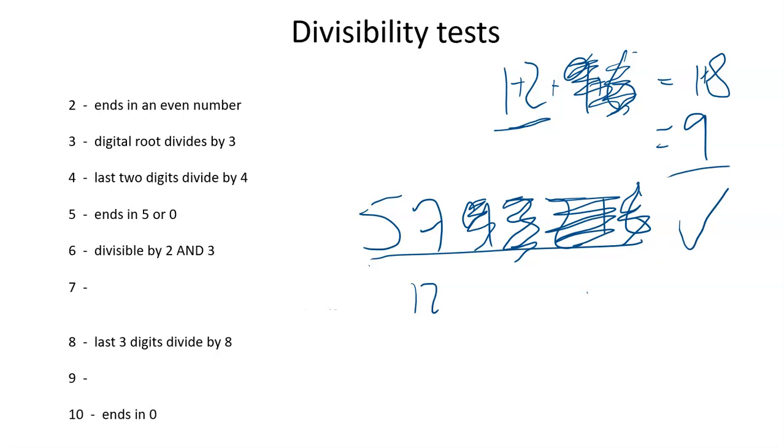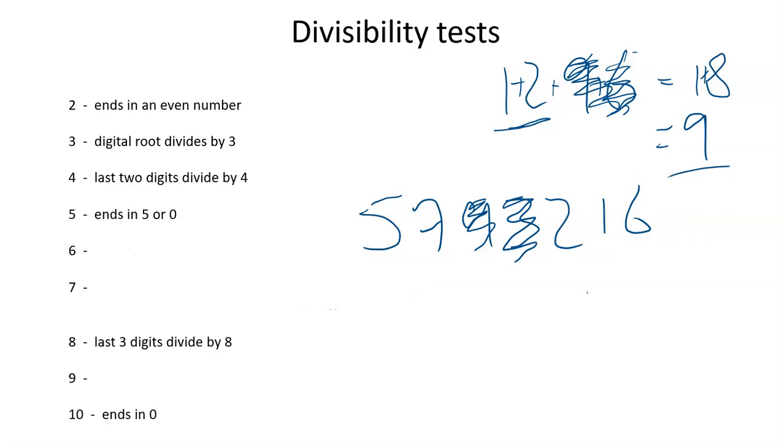Dividing by 6, you can just do the 2 tests for 2 and 3, and if it works for 2 and 3, it will work for 6. So if we go back to this one, if I just undo some of that scribble so I can read the number again. There it is. So the divisibility by 6, does it divide by 3? Well, we just checked that, and yes, it divides by 3. And then, does it end in an even number? Yes. It must satisfy both of them at the same time. If it does both, then yes, that will divide by 6.